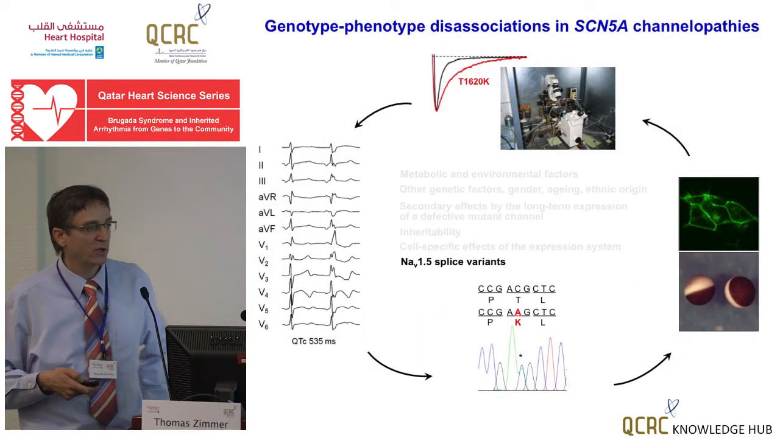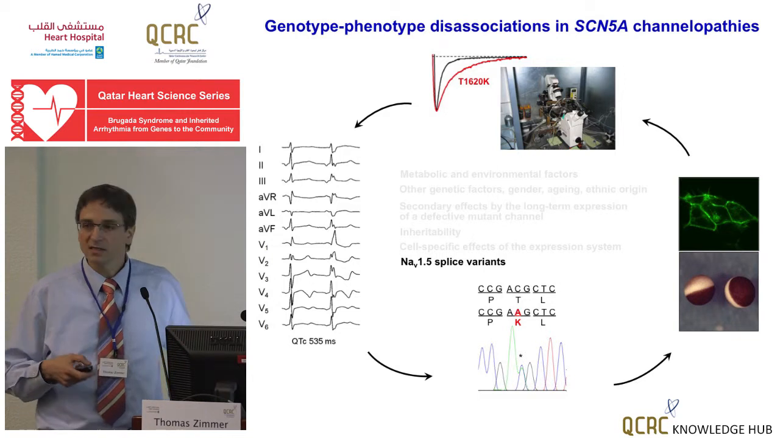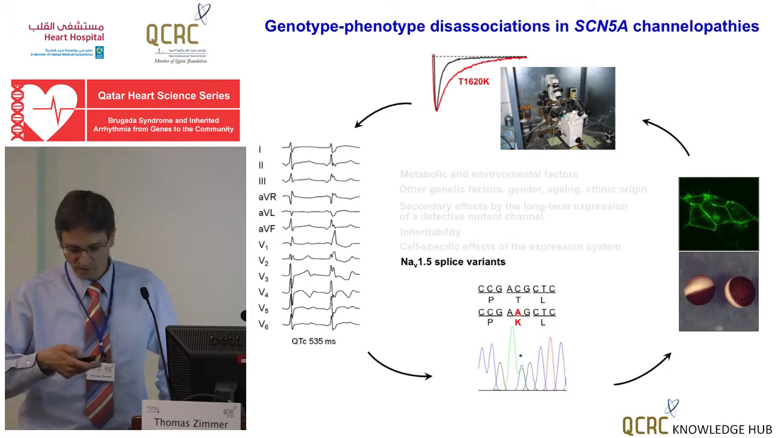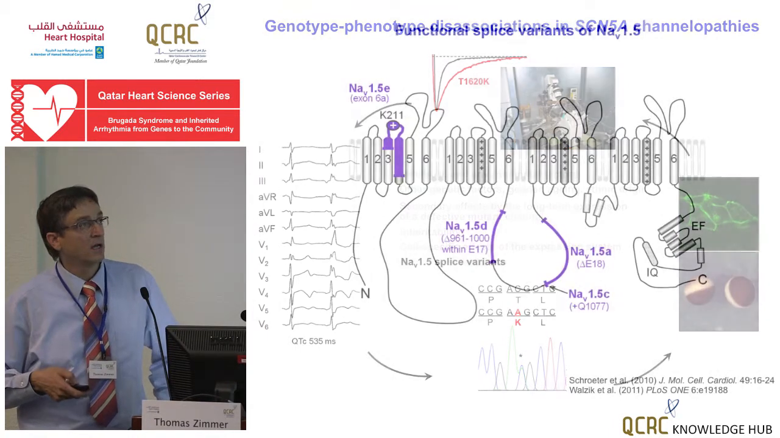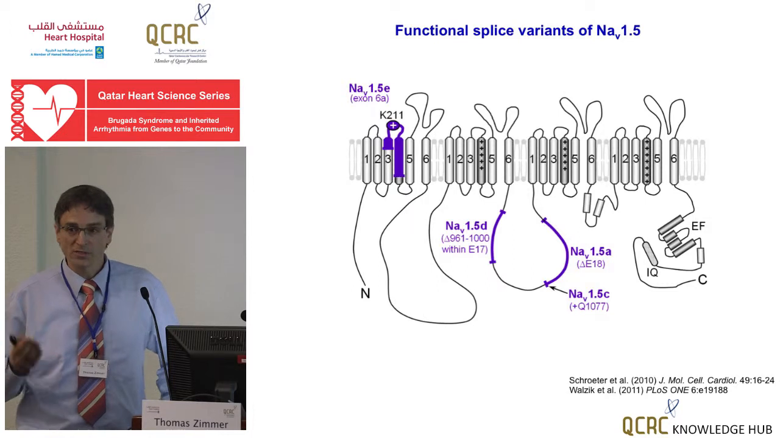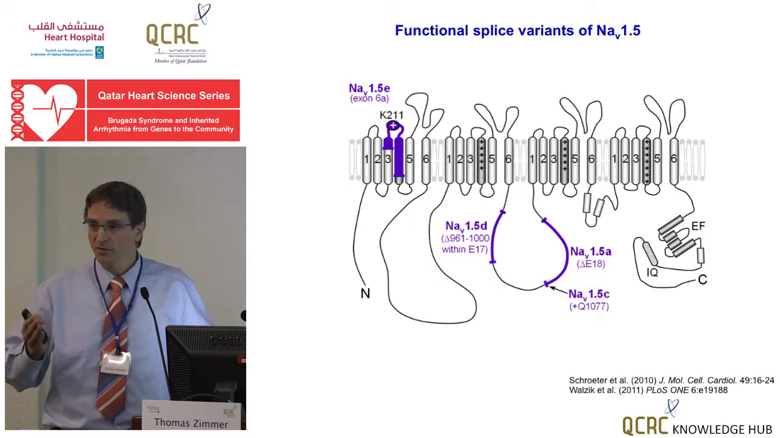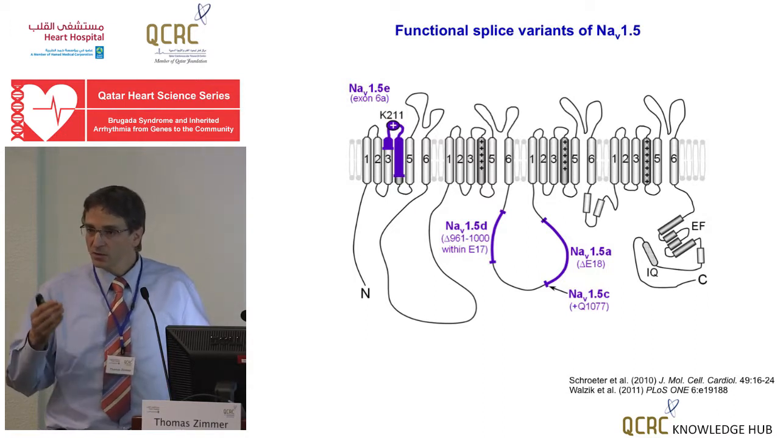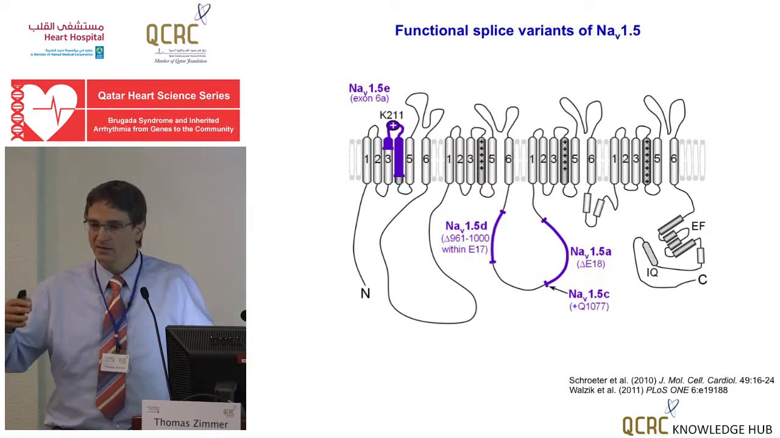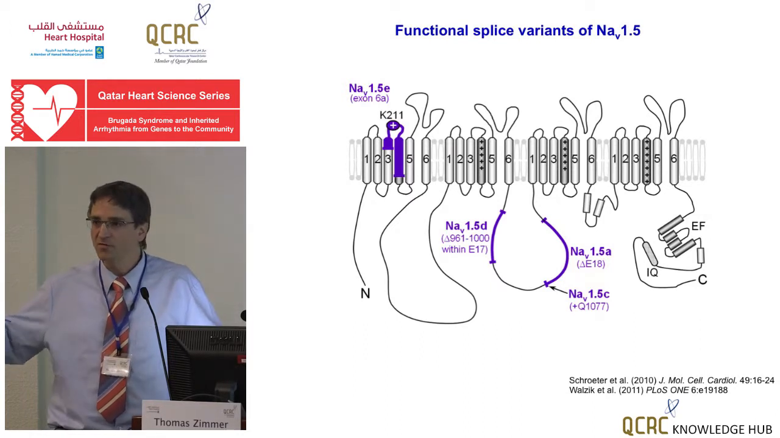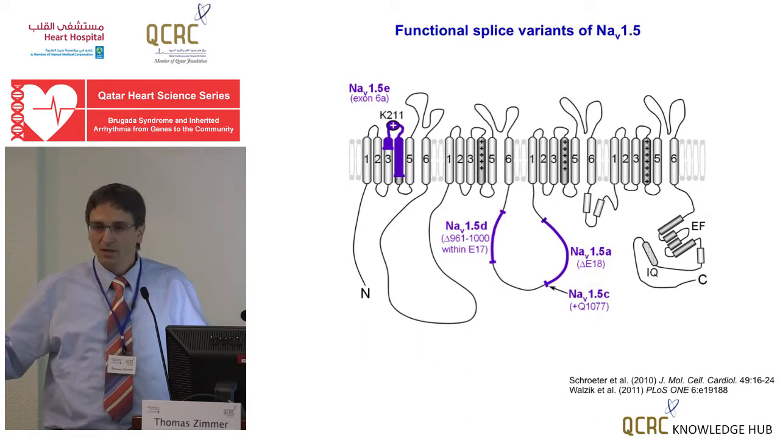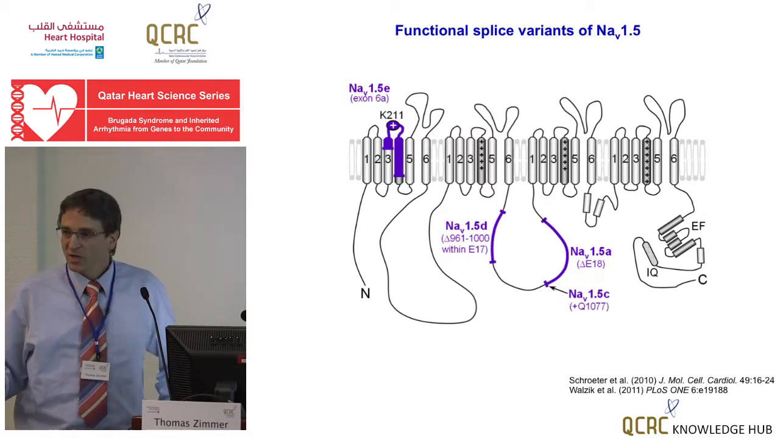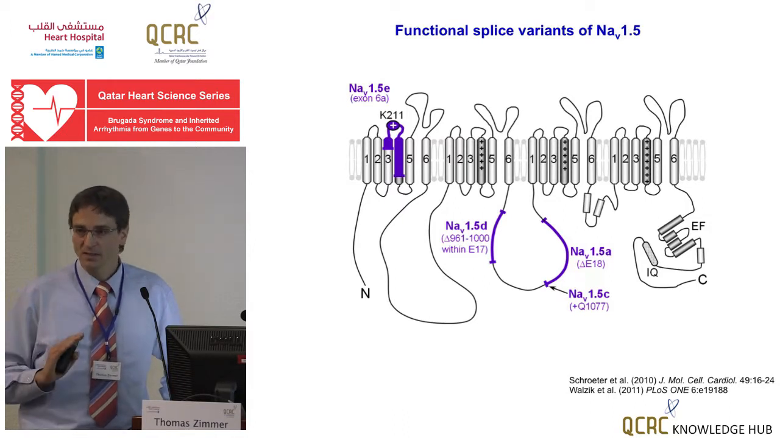The second point is alternative splicing, which is often not considered in terms of genotype-phenotype correlations. There are several non-functional splice variants of NAV 1.5, especially at the C-terminus. There is now a good correlation between heart failure and the increased expression of a non-functional splice variant in the heart. There are other non-functional splice variants, but there are no clinical data on that. At the same time, there are at least 4 functional splice variants.